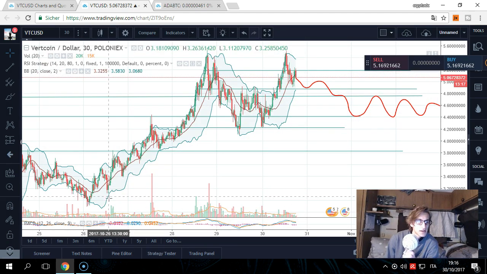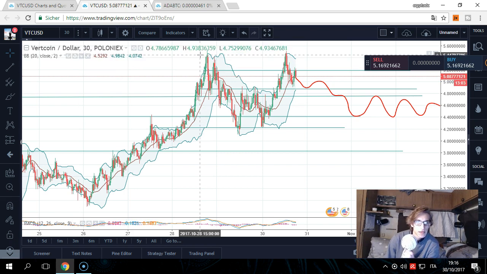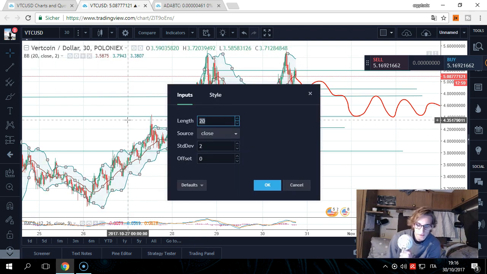So I got the RSI that I can't take out because I dragged it too low. I don't know how to get it out. Just by closing it, maybe. Alright, let's modify this to 50-day average.